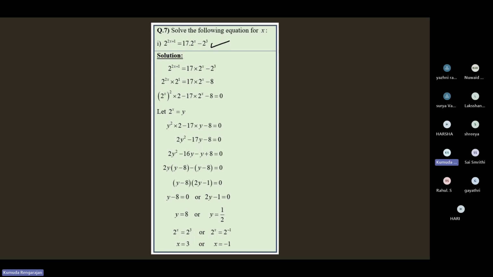So take a picture of this question in your mind, the style, how the question looks like, 2 to the power 2x plus 1. Just read it once or twice. Focus on the question. Read it with involvement. Your mind must be receiving that. 2 to the power 2x plus 1 is equal to 7 into 2 to the power x minus 2 cubed.